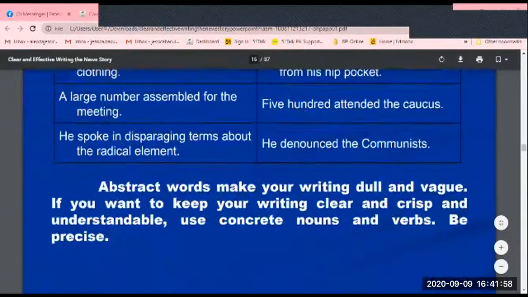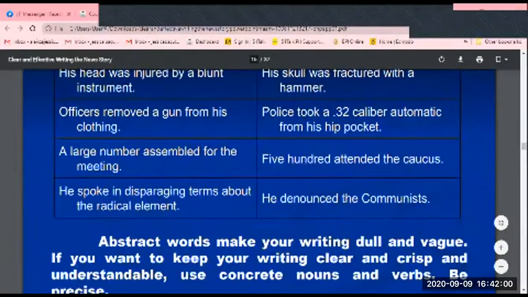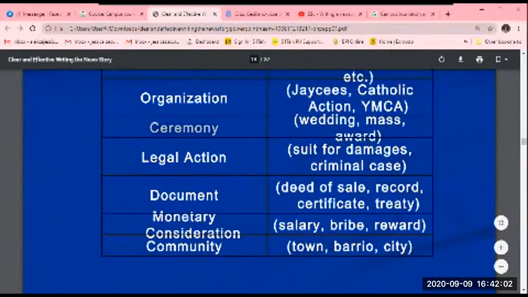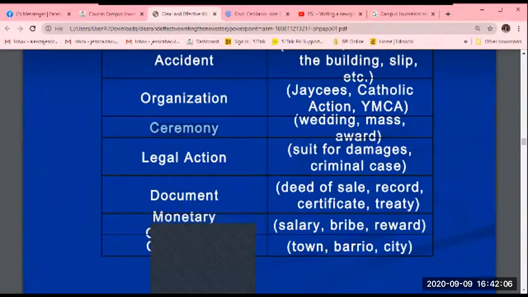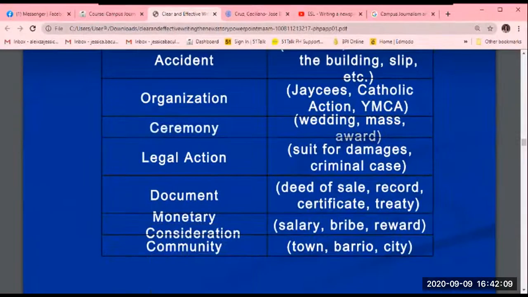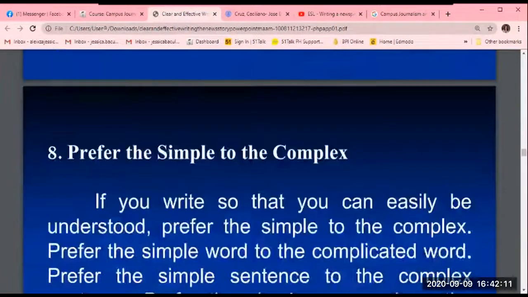Instead of saying, for example, ceremony, what kind of ceremony is that? Is it a wedding? Is it a mass? Is it an awarding, and so on? So we have to be specific as well.